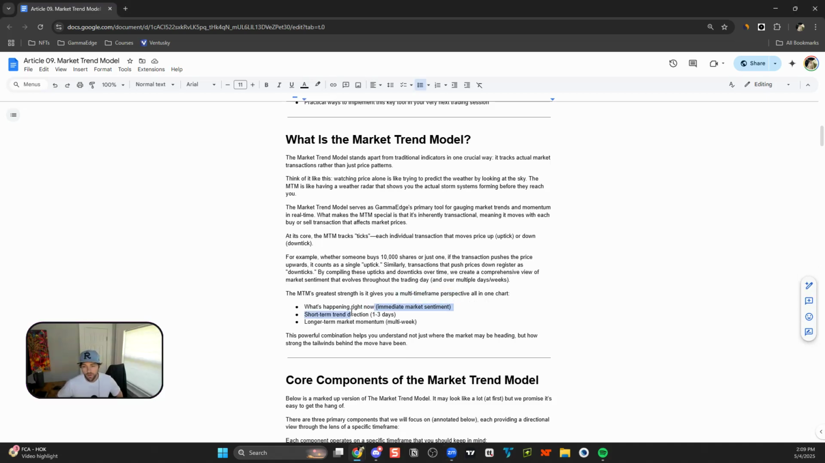So, what's happening right now in the immediate term, short-term trend direction over 1 to 3 days, and then long-term market momentum, which is multiple weeks. This powerful combination helps you understand not just where the market may be headed, but how strong that tailwind behind the move has been.